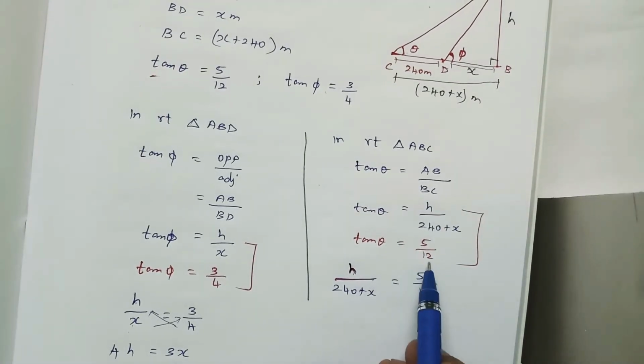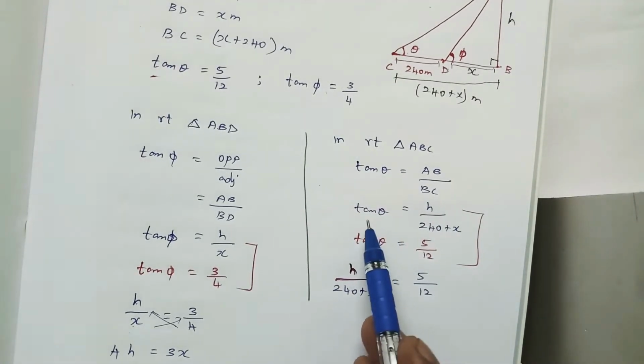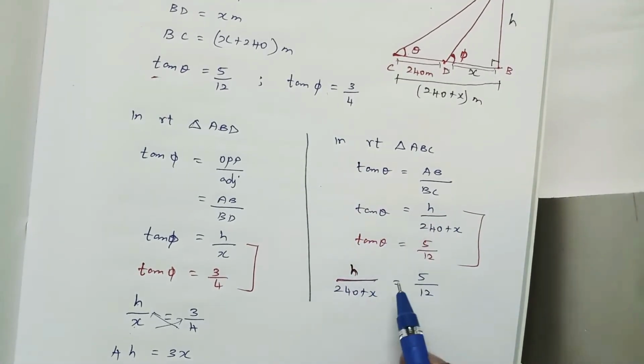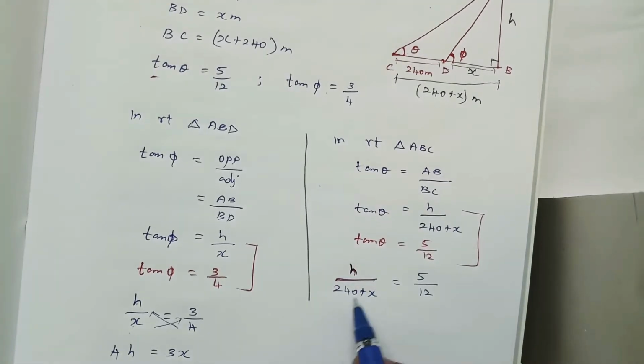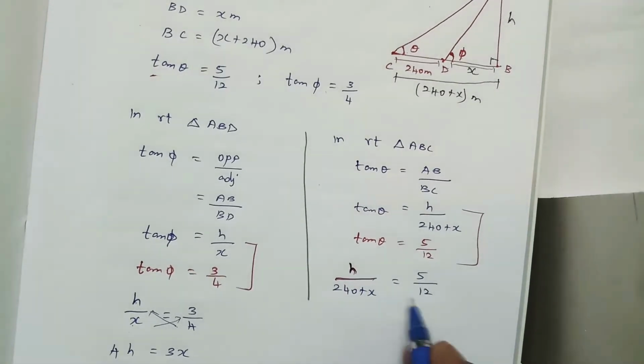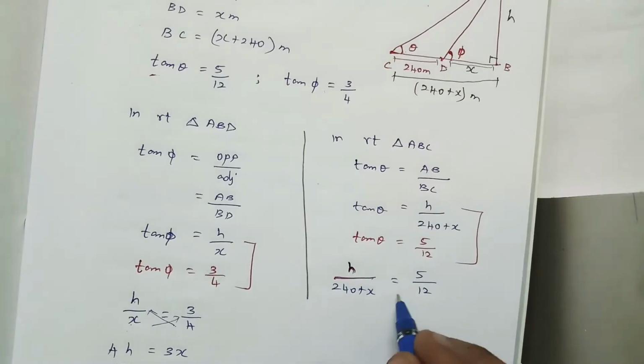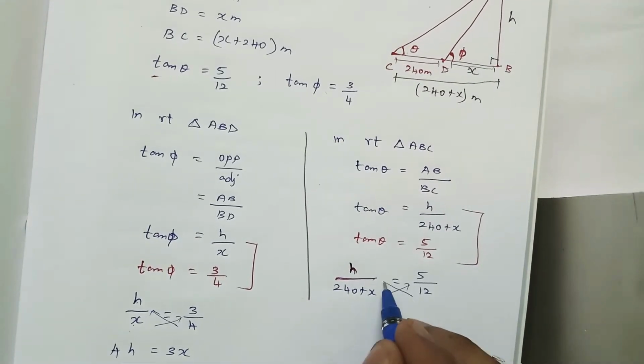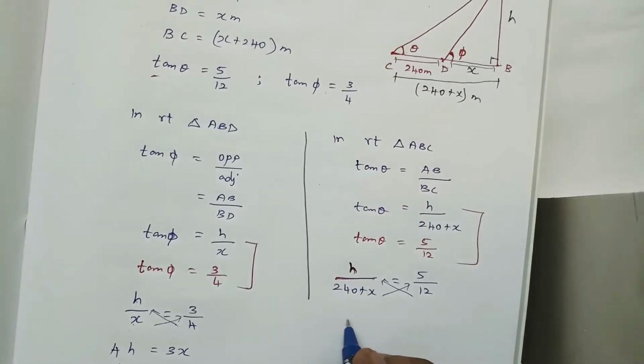Tan theta is equal to 5 by 12. So tan LHS are the same, equal. If LHS are equal, then RHS also will be equal, right? So h by 240 plus x is equal to 5 by 12. I'm just equating. Just bring the 12 to the LHS and 240 plus x to the RHS.